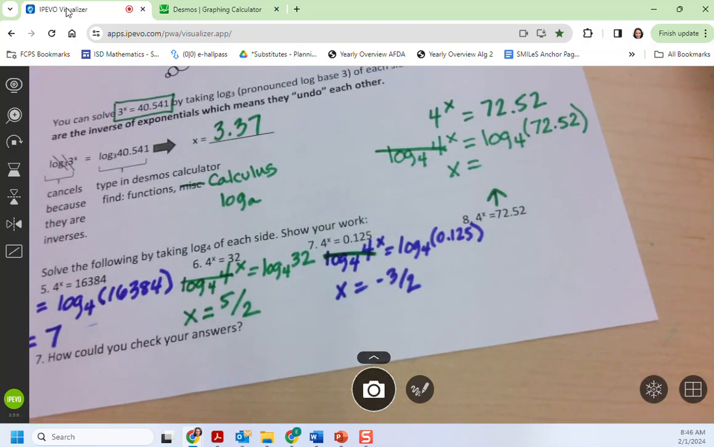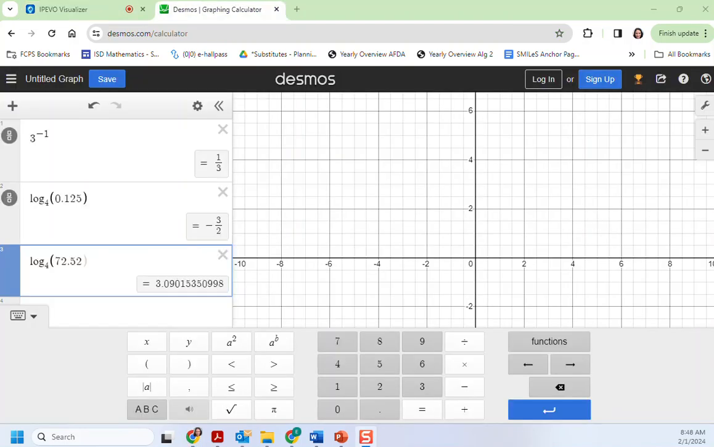Now I'm going to show you, if you weren't here when we did this the first time, where to find that log base 4. Okay? So for this one, we're just going to write 3.09.